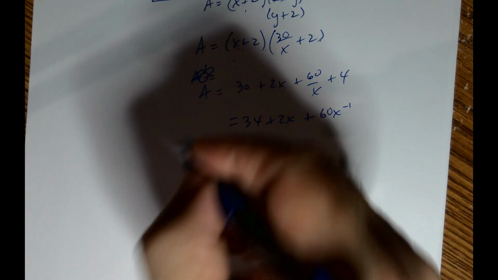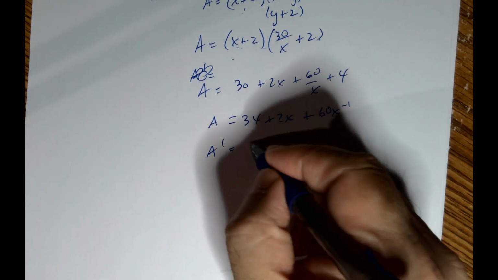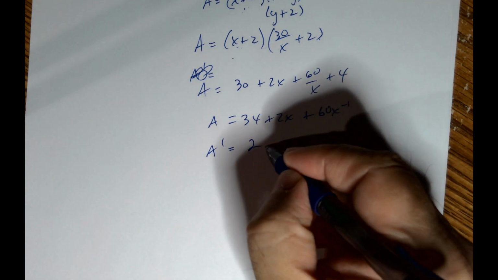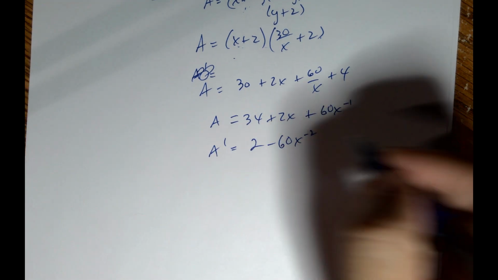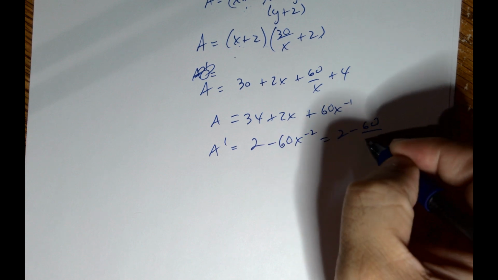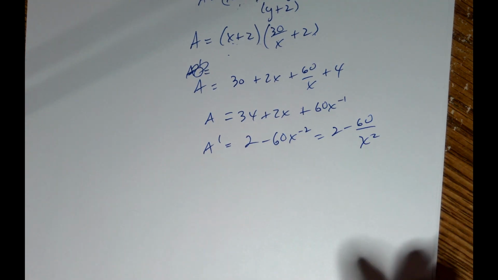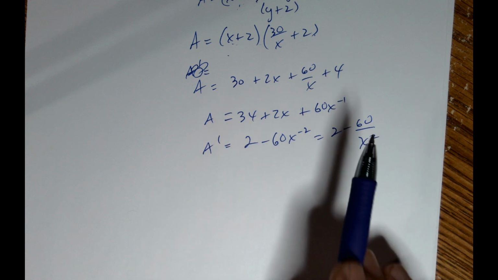All right. Now I'm going to take the derivative. A prime: 34 goes away. The derivative of 2x is 2, minus 60x to the negative 2. That can be written as 2 minus 60 over x squared. Remember, if it's a negative exponent, it goes to the denominator and becomes a positive exponent. We want to solve this for x.